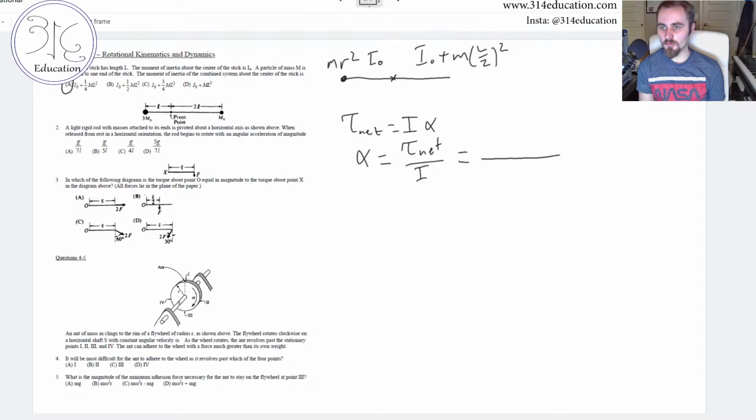So starting with our moment of inertia, we have 3m L squared plus m times (2L) squared. So this is going to give us 7mL squared on the bottom. But let's take a look at our net torques on the top first before we simplify. And that's going to be, we have a 3m, so I guess it doesn't say the direction we want. Yeah, let's say clockwise is positive.